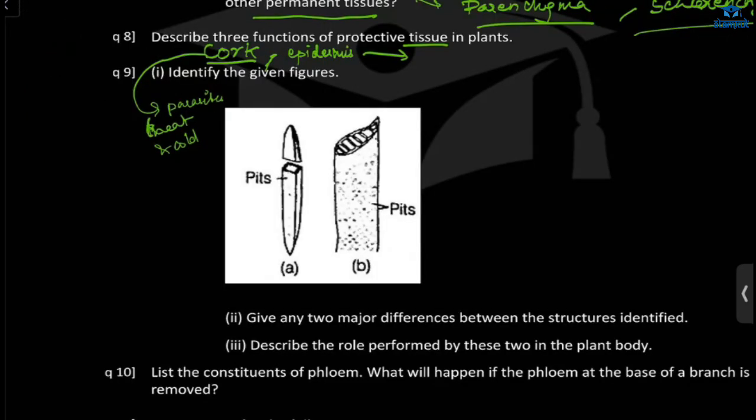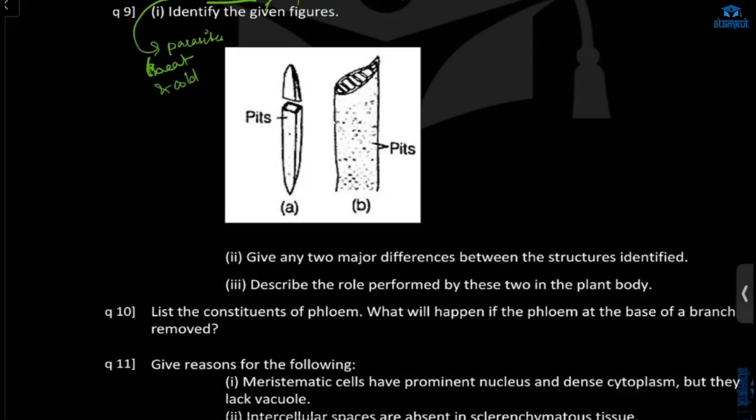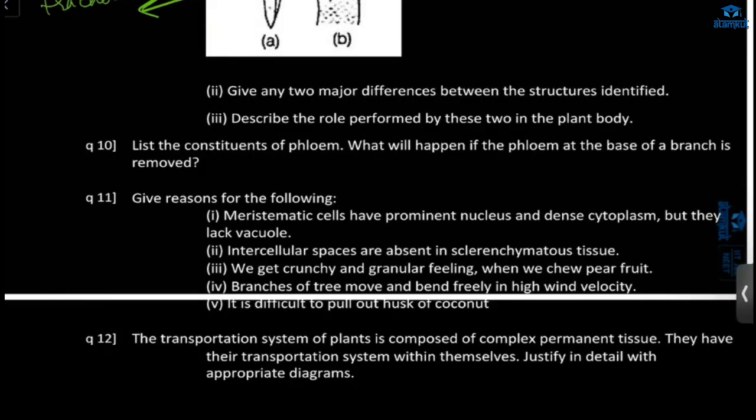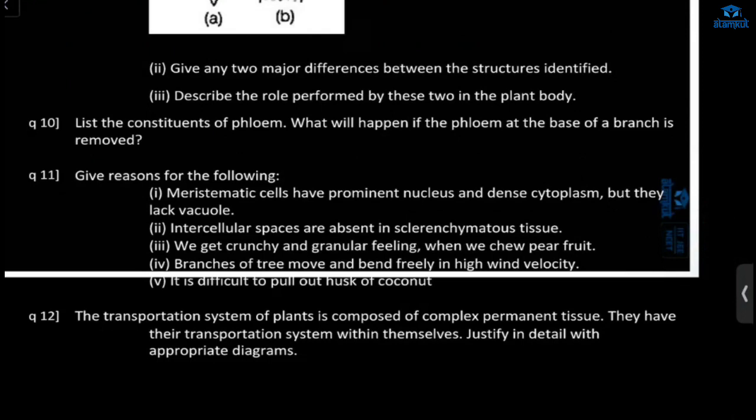Identify the given figures. What is this and what is this? This is, I have no idea. Tracheids, okay? And this is vessel. Give two major differences between the structures identified.